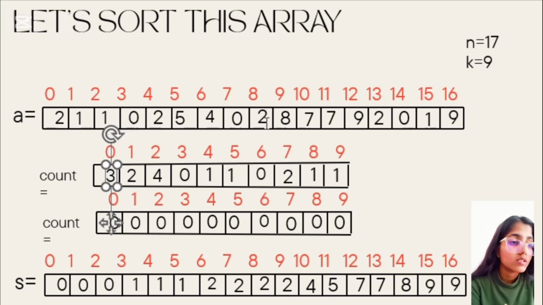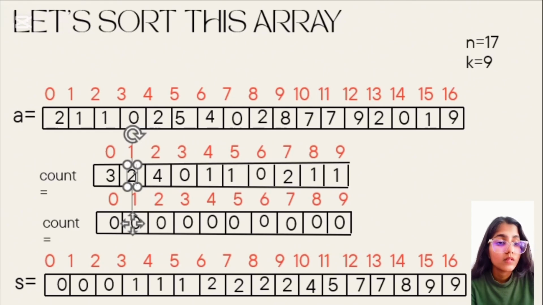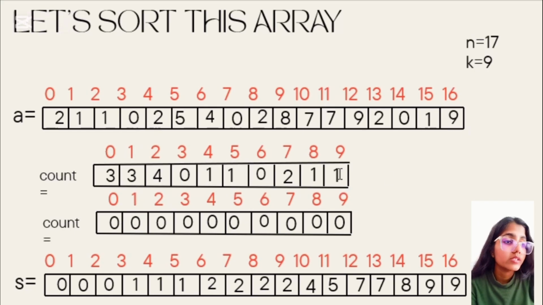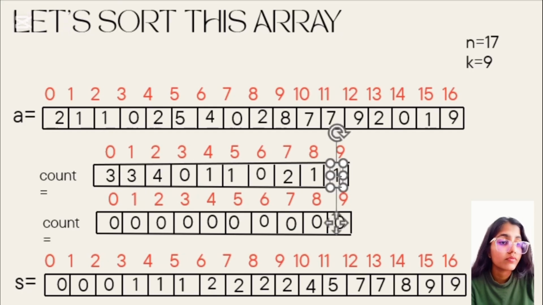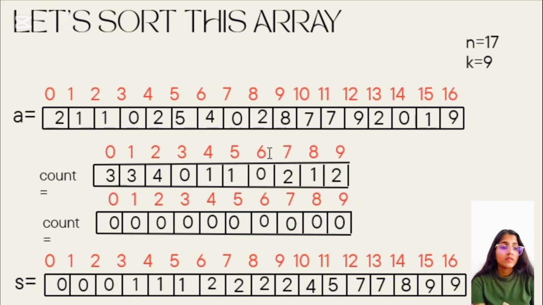After 0 it is 1, so you must increment the first index of the count array by 1, so it is 3 now. The final element is 9, so you must increment the 9th index of the count array by 1. So it changes from 1 to 2. Then this is the count array.